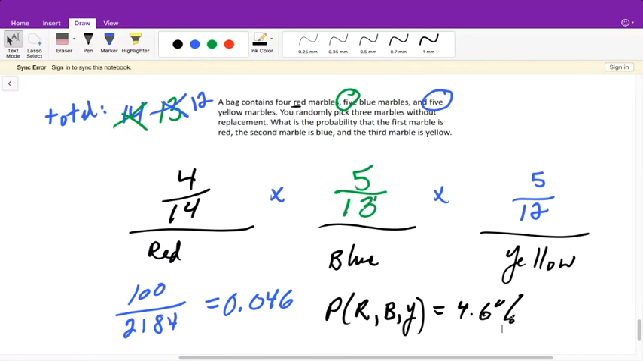Right? Remember, because it's without replacement, the number of marbles that we have in this bag are going to get lower and lower. And then since we're changing colors each time, we don't have to worry about, oh, well, we picked a red marble, so there's one less red. Because each time we're looking for a different color.